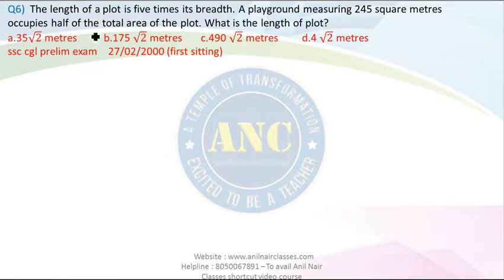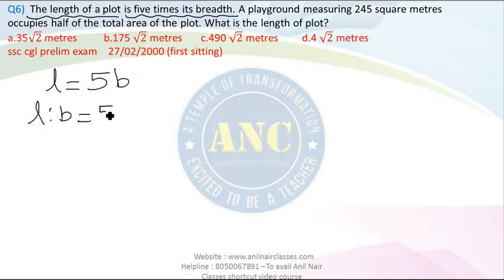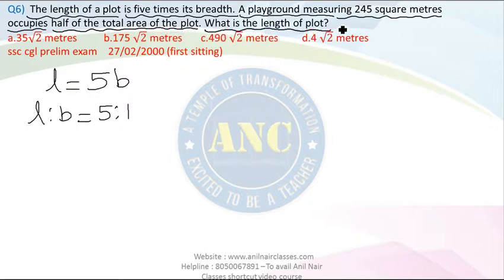Next question. The length of a plot is 5 times its breadth. Length is nothing but 5 times the breadth, so length by breadth is equal to 5:1. That means the ratio of length and breadth is 5:1. A playground measuring 245 square meters occupies half of the total area of the plot. What is the total length of the plot?